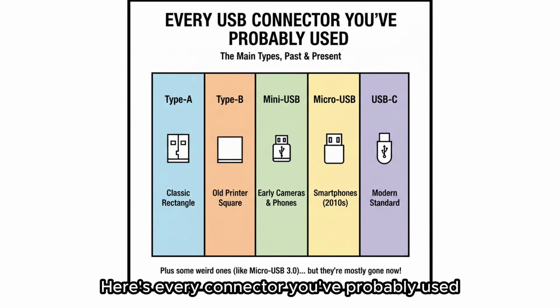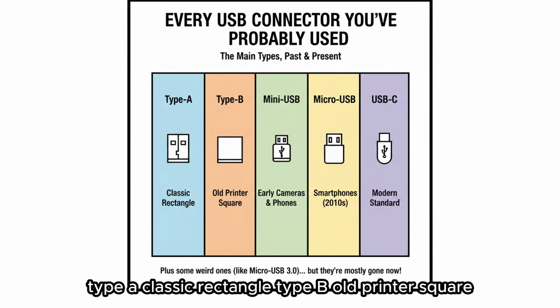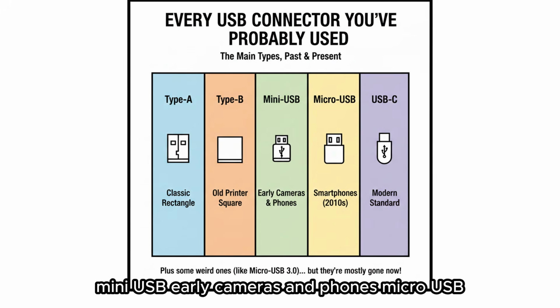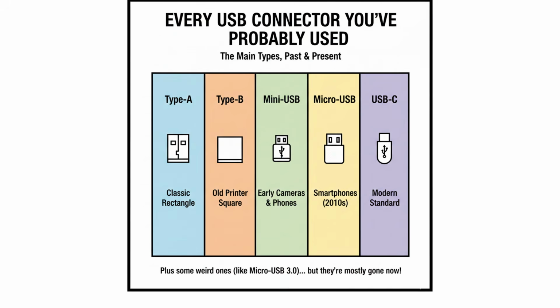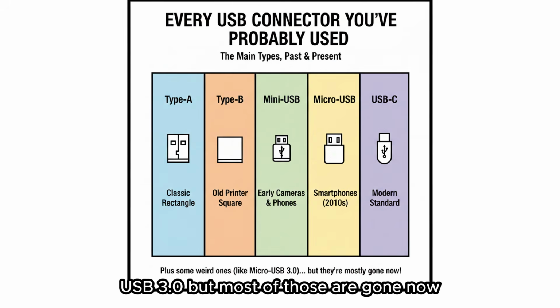Connector types quickly. Here's every connector you've probably used. Type A, classic rectangle. Type B, old printer square. Mini USB, early cameras and phones. Micro USB, smartphones from 2010 to around 2020. And USB-C, modern standard. There were weird ones like micro USB 3.0, but most of those are gone now.